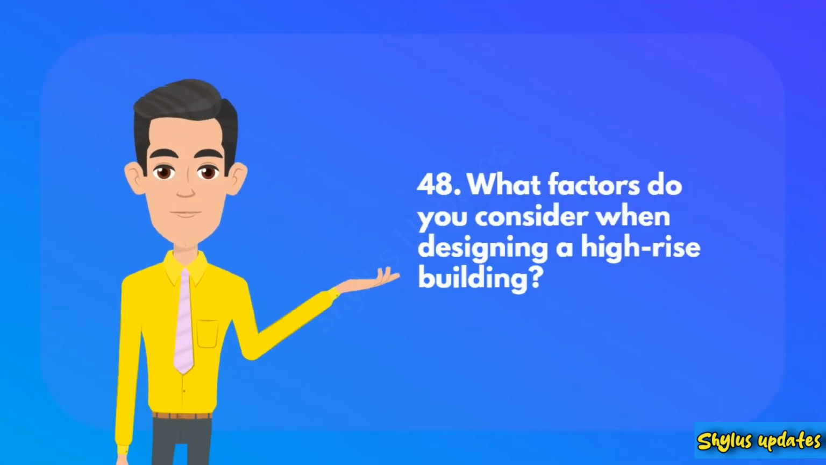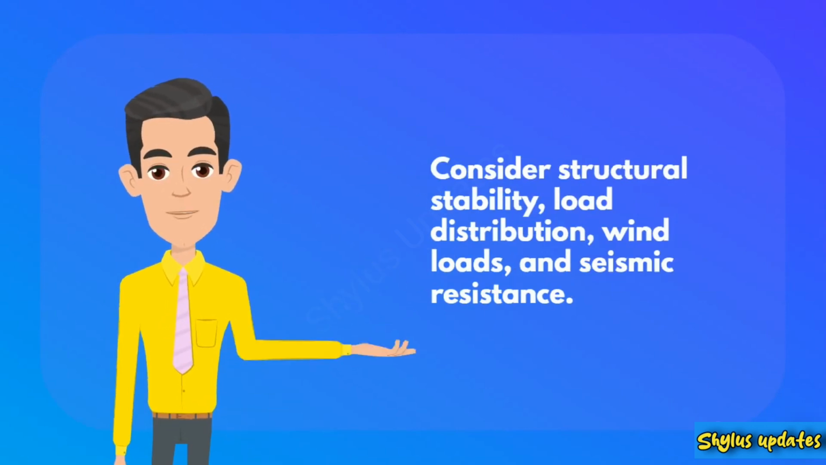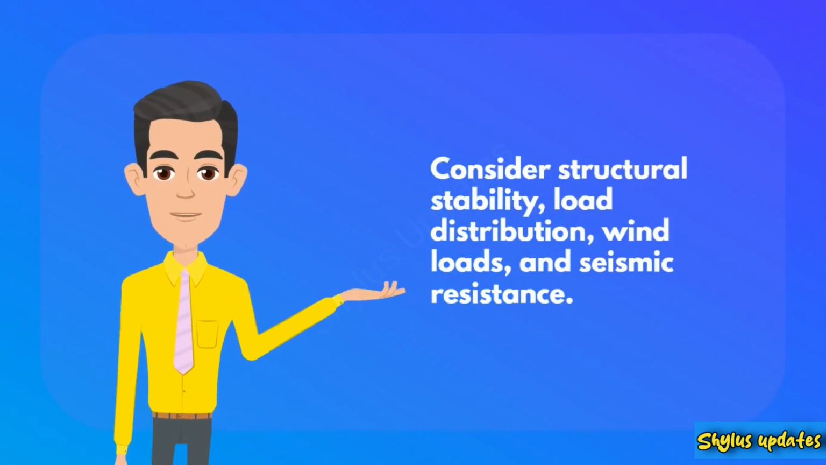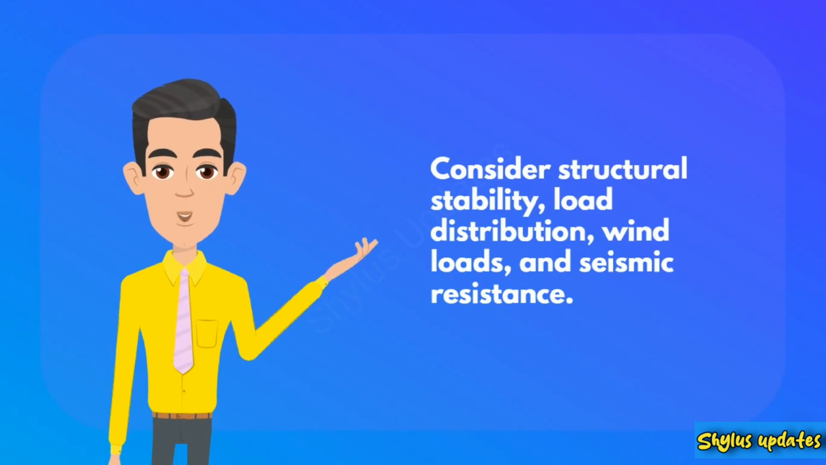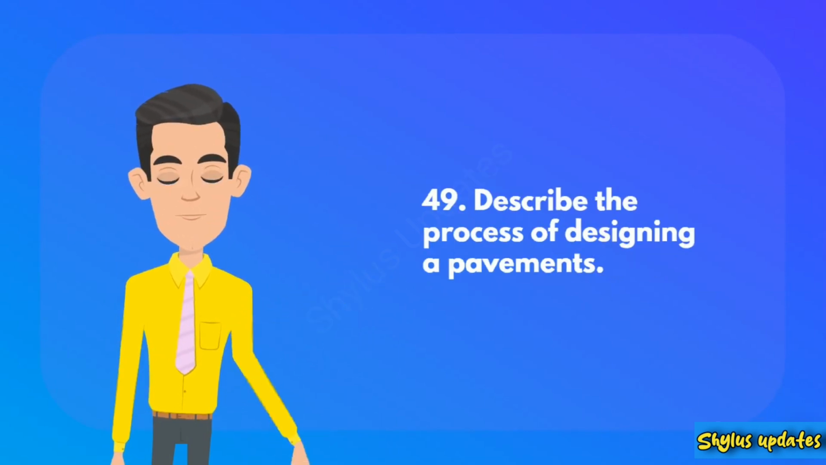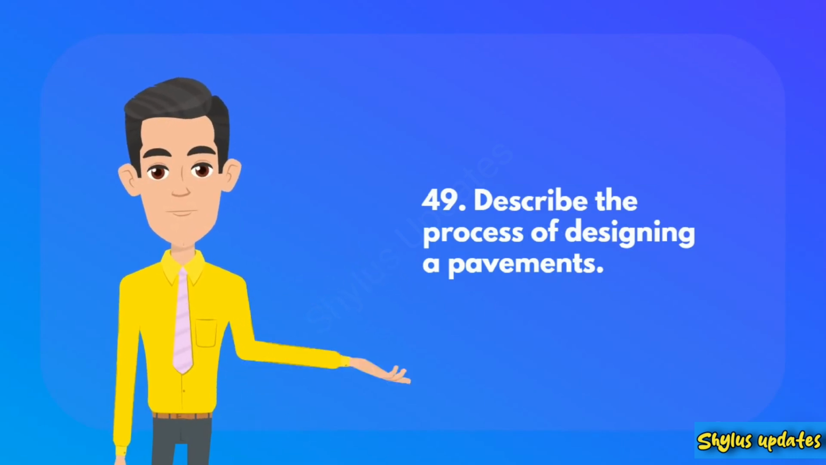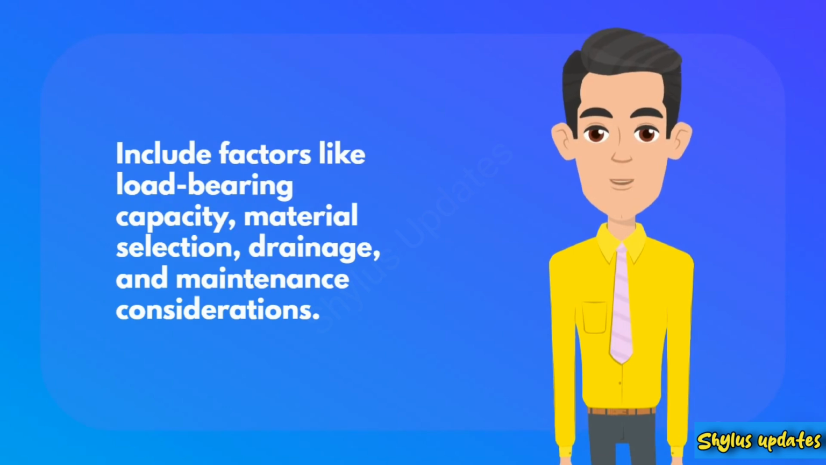48. What factors do you consider when designing a high-rise building? Consider structural stability, load distribution, wind loads, and seismic resistance. 49. Describe the process of designing a pavement. Include factors like load-bearing capacity, material selection, drainage, and maintenance considerations.